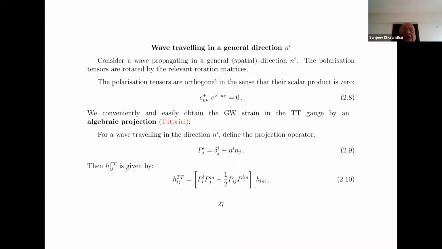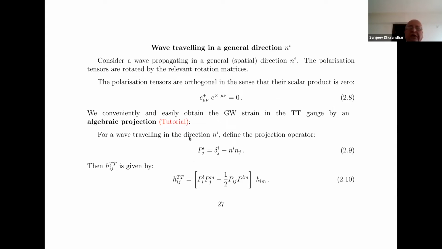So we conveniently and easily obtain the GW strain in the TT gauge by an algebraic projection, for a wave traveling in the direction Ni. Define the projection operator to be this thing. So you have this kind of thing here. These are orthogonal to each other, and here you can conveniently obtain the GW strain in the TT gauge by an algebraic projection. And what is this projection operator? I mean, we can do this algebraically. Okay?